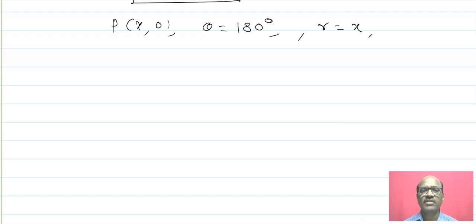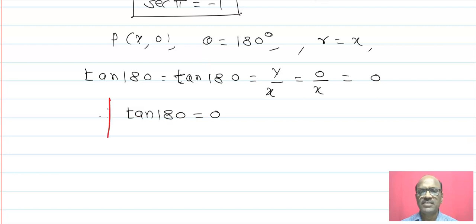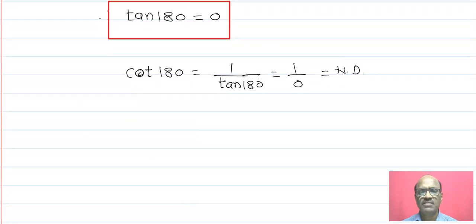Now the next value we will find out is for the tan ratio. Tan of 180 is equal to y upon x. But the value of y is 0, therefore tan of 180, that is tan pi, is 0. And the next is cot of 180, or cot of pi, which is 1 upon tan of pi, that is 1 upon 0, which is again not defined. Therefore, cot of 180 is not defined.